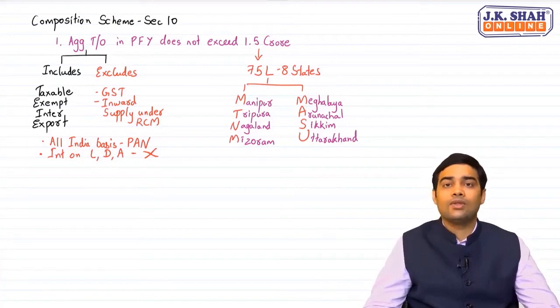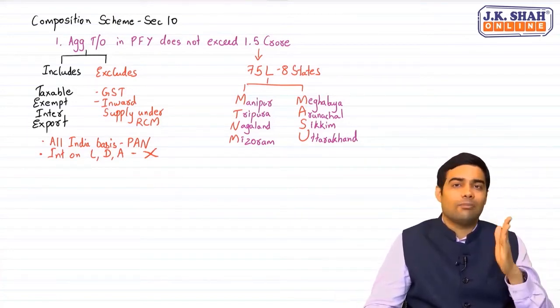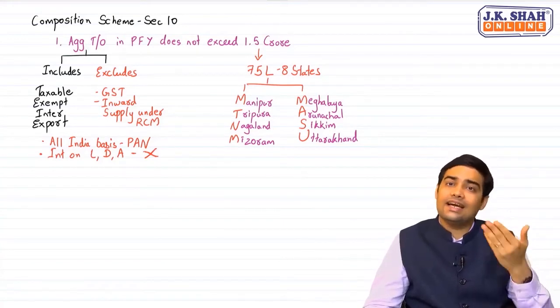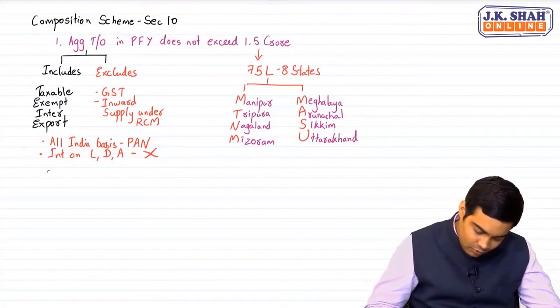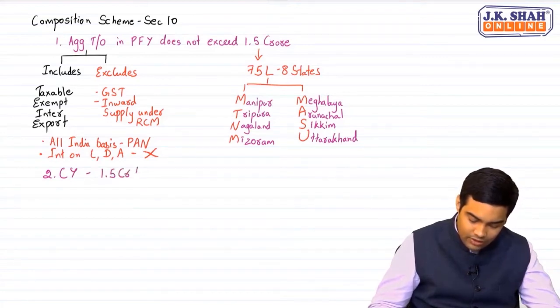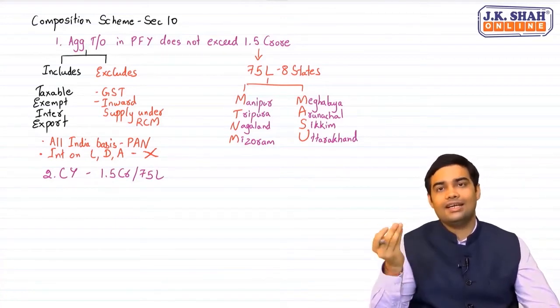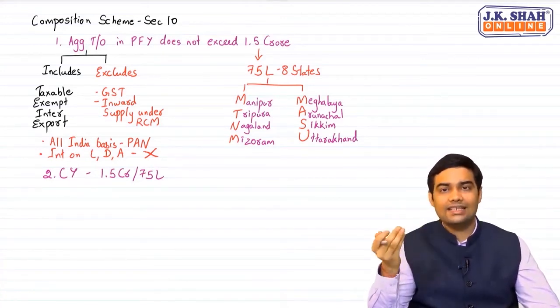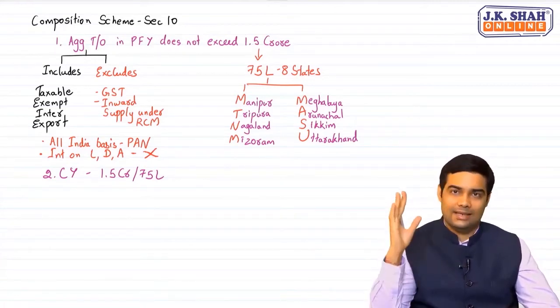Remember one thing. If preceding financial year turnover was up to these limits, then in the current year you can take this scheme. Now in the current year, to what extent can you take this scheme? In the current year, you can take this scheme up to 1.5 crore or 75 lakh as the case may be. So the moment in the current year turnover exceeds these limits, you will have to shift to regular scheme.